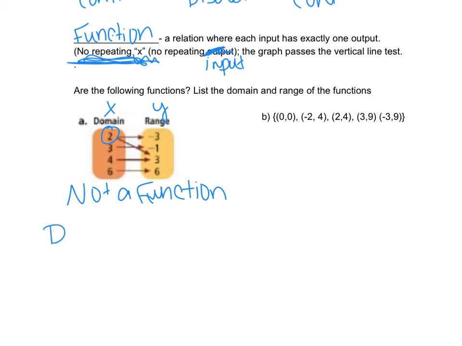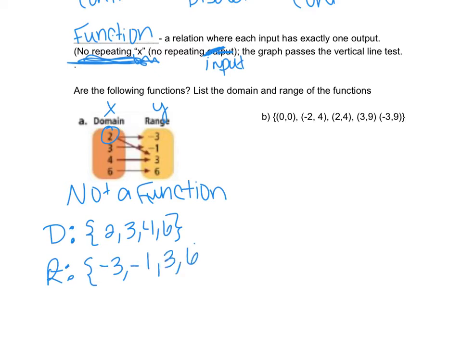So now let's list the domain. Domain is just all the x values. So you write it in a list with 2, 3, 4, and 6. And usually people write them in order from least to greatest. The range is going to be all the y values: -3, -1, 3, and 6. That's it.